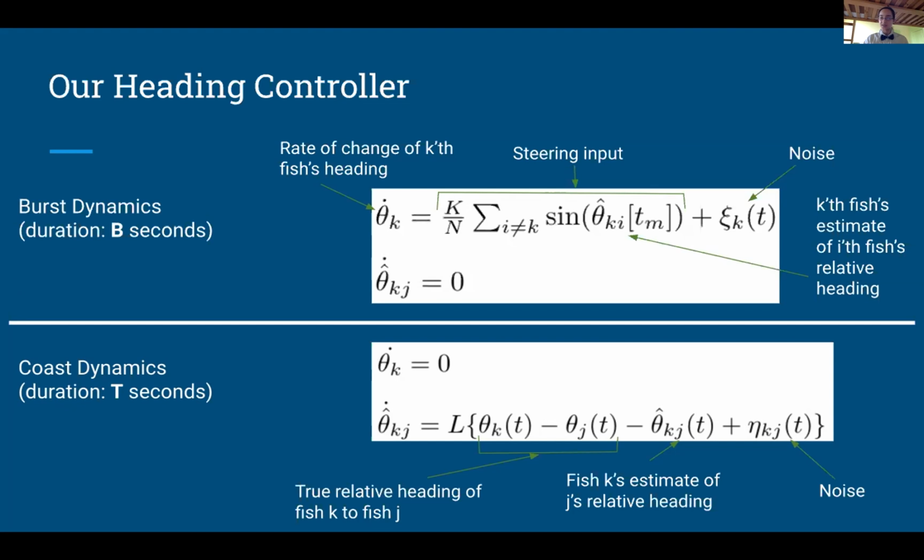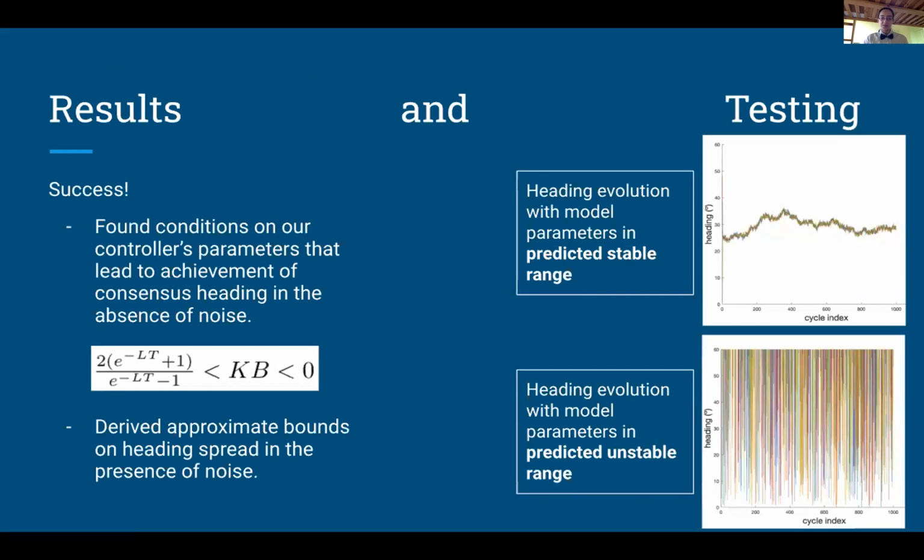And once we had these equations, our next step was to see, okay, can we find conditions on the gains K and L and the duty cycle given by B and T, under which the fish are all driven to a single consensus heading? The answer we found was that in the absence of noise, if this inequality is satisfied, the fish will all be driven to a consensus heading. But of course, we know in the real world there's going to be noise. And so we then went back and derived approximate bounds on the convergence value of the maximum heading difference between any two fish in our swarm in the presence of noise.